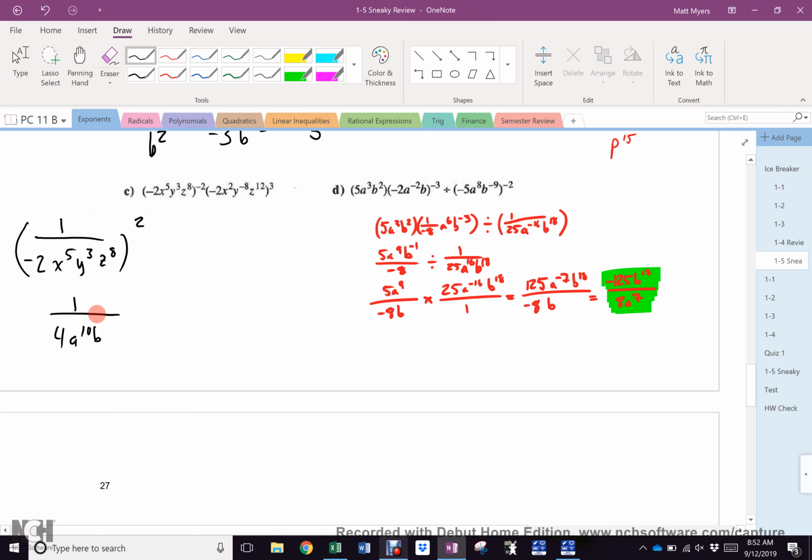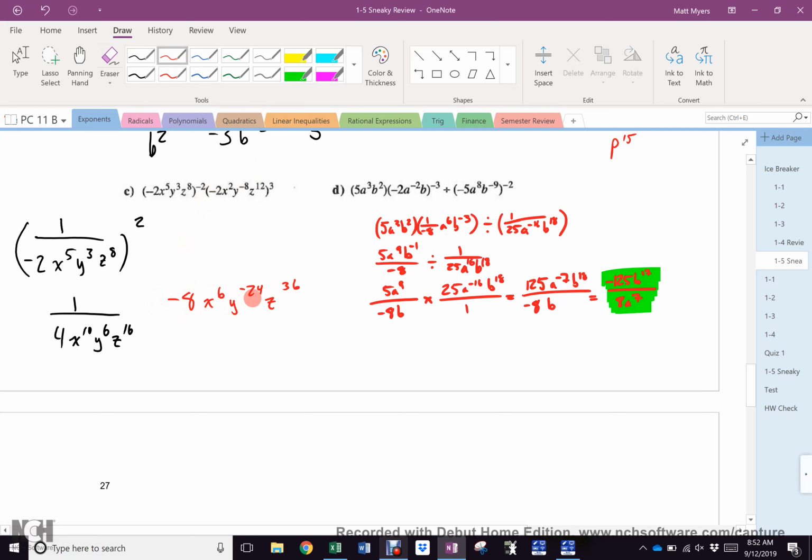4, x to the 10, y to the 6, z to the 16, times -2. Well, sorry. Now I'm going to tidy this up. -2 cubed is -8. X 6, Y -24, Z 36.